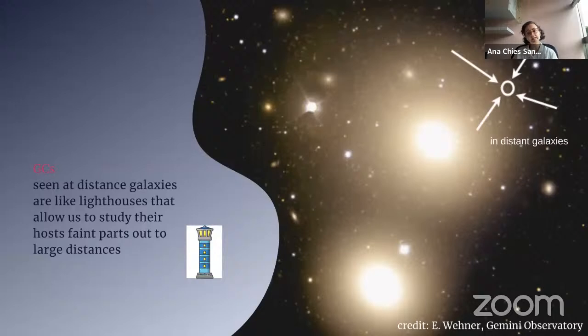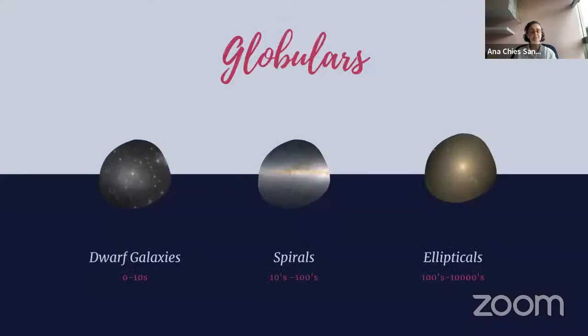GCs, when seen in distant galaxies like this one highlighted in the halo of an elliptical galaxy to the right, are like lighthouses that allow us to study the outskirts of galaxies at great distances. As mentioned before, globular clusters are present in most galaxies, but in different quantities. So in dwarf galaxies, we have from no globular clusters to tens of these objects, in ellipticals from hundreds to thousands, and in spirals like our Milky Way or our neighbor Andromeda, from tens to several hundred.